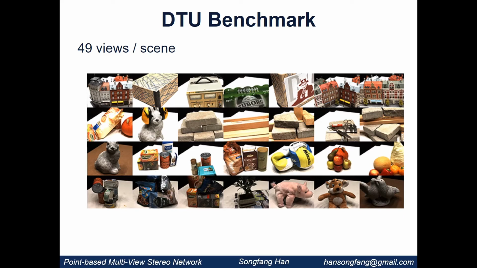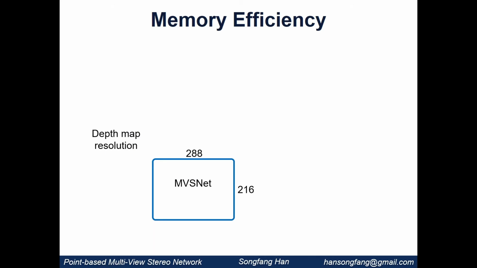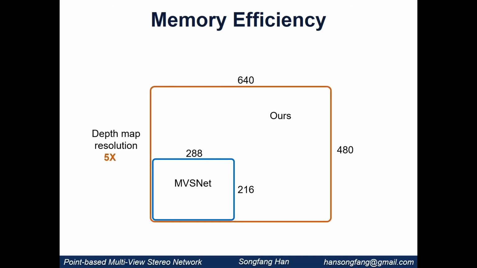Next, I will discuss the results of the point-based multi-view stereo network, including the reconstruction quality, memory usage, and other evaluation experiments. Our network is trained on the DTU Benchmark, which contains 49 views per scene under different lighting conditions. As shown in the F-score table, our method outperforms both traditional methods and learning-based methods. Compared to MVSNet, which is the state-of-the-art learning-based method, our depth map resolution is almost 5 times higher, while our memory consumption is smaller.